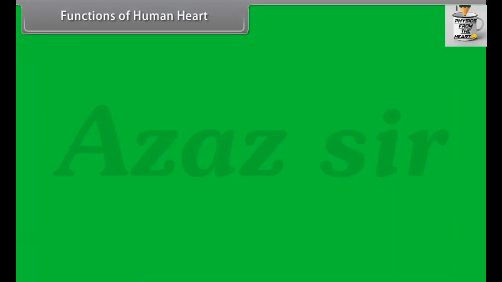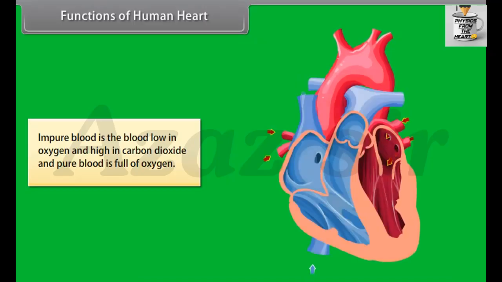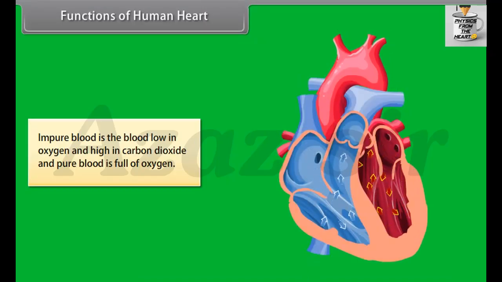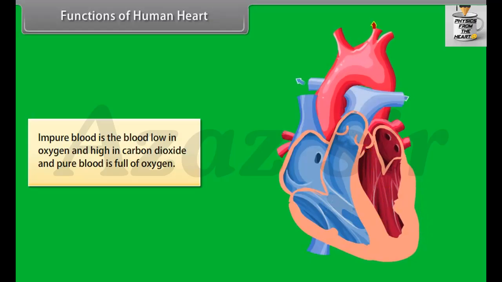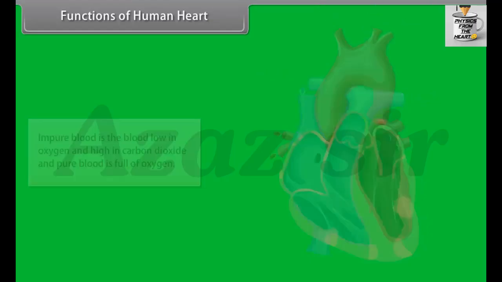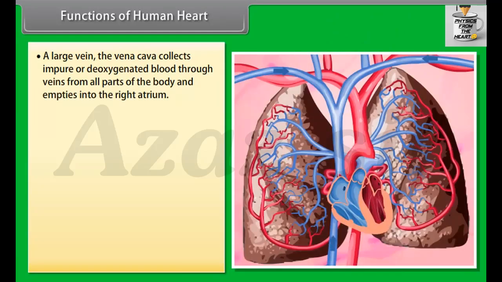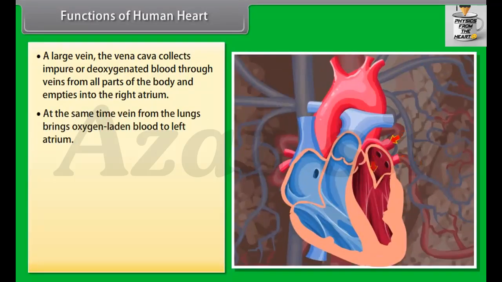Functions of human heart. Impure blood is the blood low in oxygen and high in carbon dioxide, and pure blood is full of oxygen. A large vein, the vena cava, collects impure or deoxygenated blood through veins from all parts of the body and empties into the right atrium. At the same time, a vein from the lungs brings oxygen-laden blood to the left atrium. At this time, all the four chambers of the heart are relaxed.